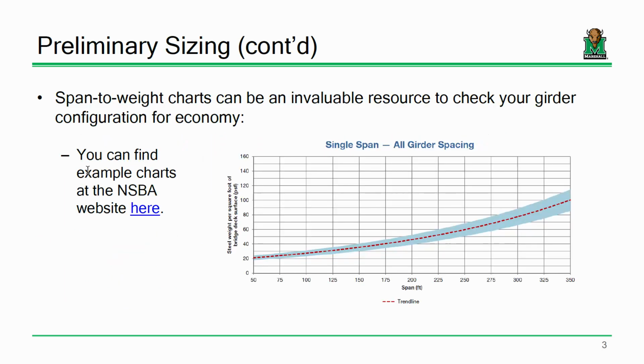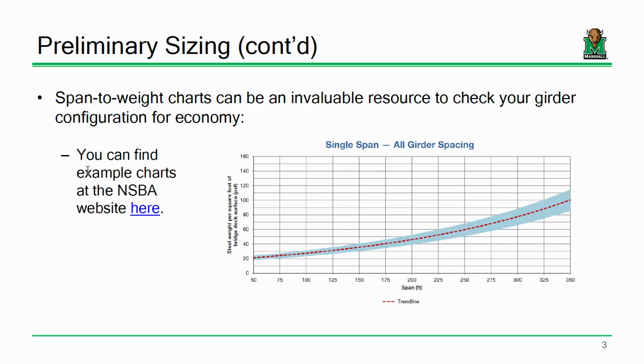Now, what did I mean by span to weight charts? A span to weight chart would be something like this. What we have here comes from the National Steel Bridge Alliance. I have this posted on Blackboard, and where it says website here, that's a link that will take you to their webpage. They've posted all sorts of design resources on the website, and this span to weight chart is just one example of those.